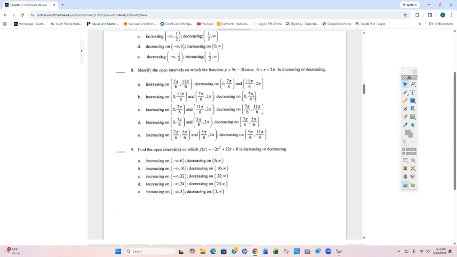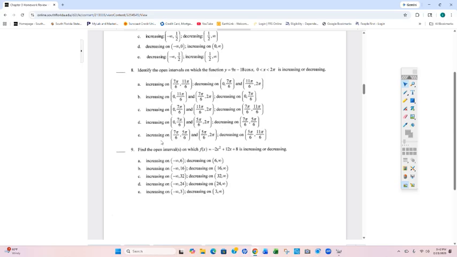Decreasing on the interval 0 to 7 pi over 6. C, increasing on two intervals, 0, 7 pi over 6, and 11 pi over 6, 2 pi. Decreasing on the interval 7 pi over 6, 11 pi over 6. D, increasing on two intervals, 0, 7 pi over 6, and 5 pi over 6, 2 pi. Decreasing on the interval 7 pi over 6, 5 pi over 6.